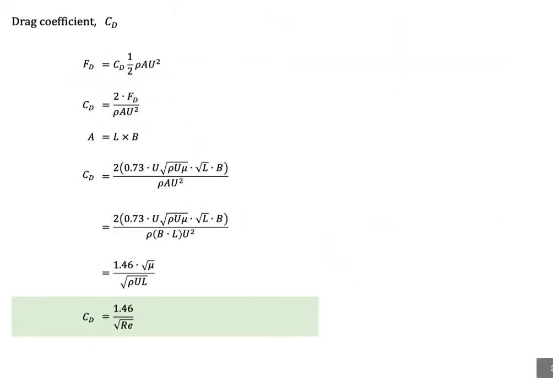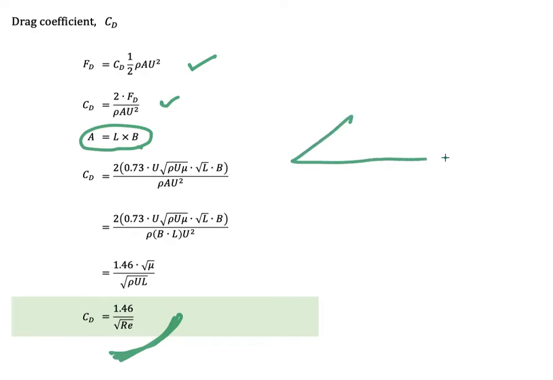And then to calculate the drag coefficient, this is the common equation. So the drag force FD is CD times 1 over 2 rho A U squared. And then we could rearrange like this one. We could substitute the value of A as L times B, where L is the total length and B is the width. So we substitute, we simplify, and finally we get CD is equal to 1.46 over square root Reynolds.